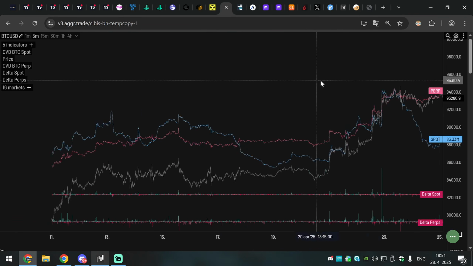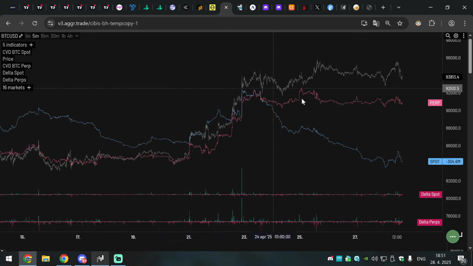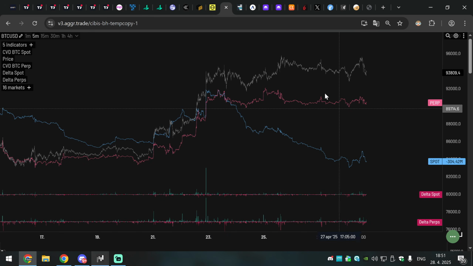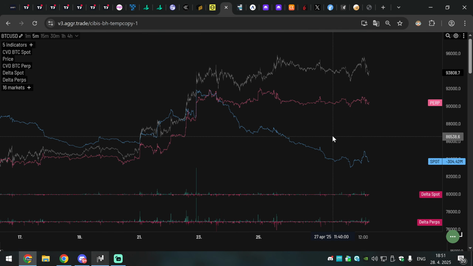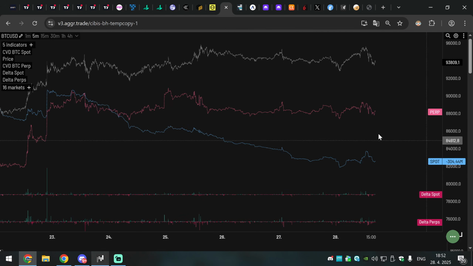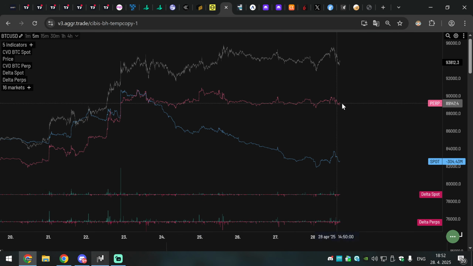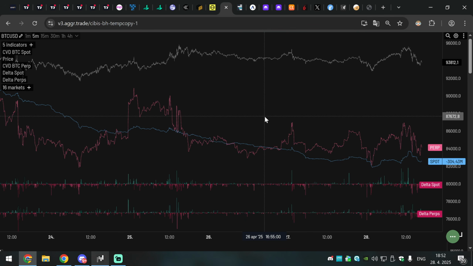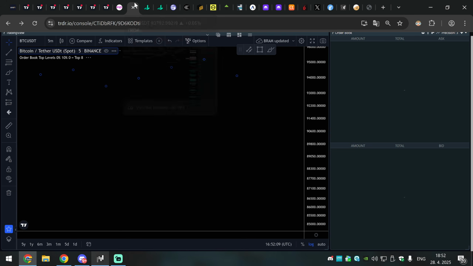We've sold like 800 million on spot, and we still managed to range. So very interesting. You see, this market is mainly in the hands of the spot market currently. The perpetual average is just going sideways. Not as big exposure.